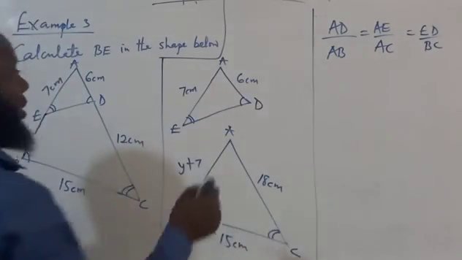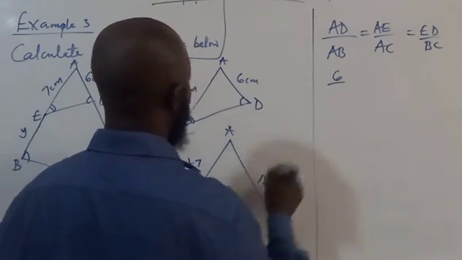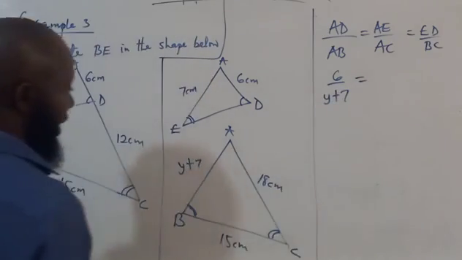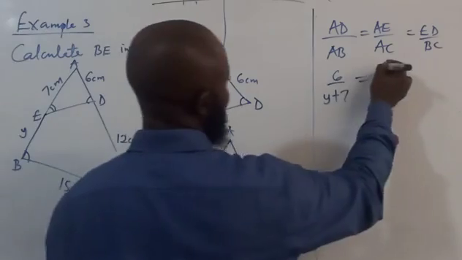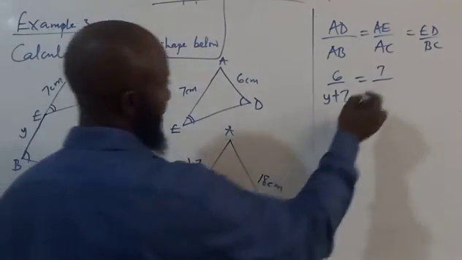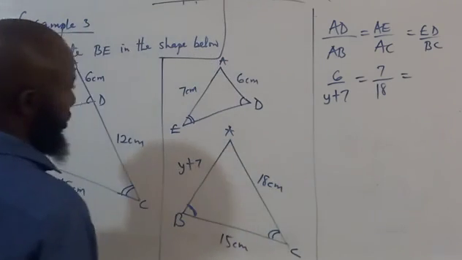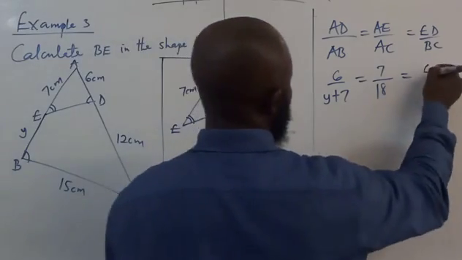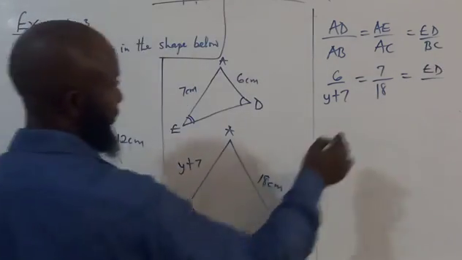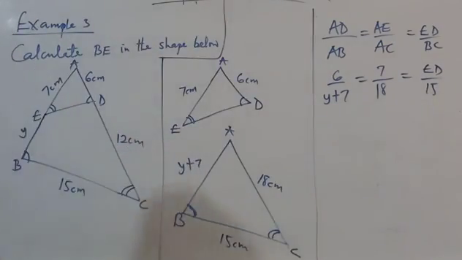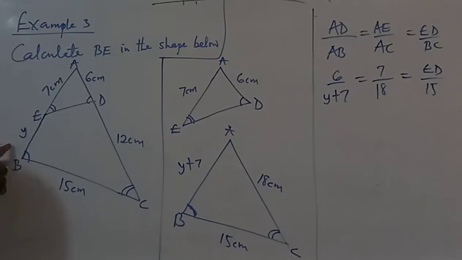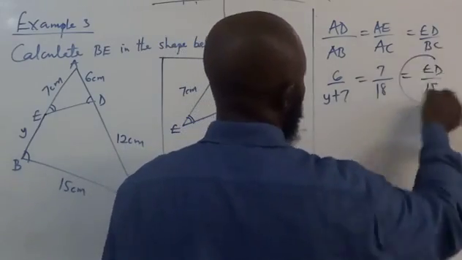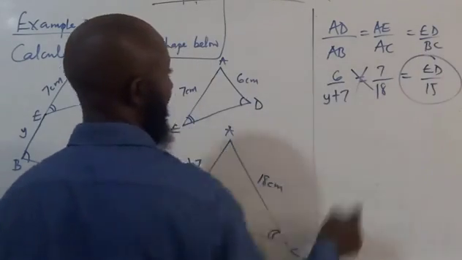Then write the values. AD, which is 6 centimeters, then AB, which is Y plus 7, then AE 7 centimeters, AC 18 centimeters, then ED, we don't know ED, and BC, which is 15. But mind you, what we're looking for is this Y, which is EB. EB is Y, and Y is here. So this is complete. We don't need this one.